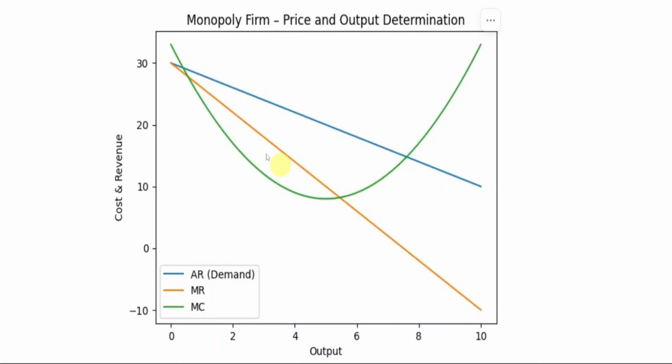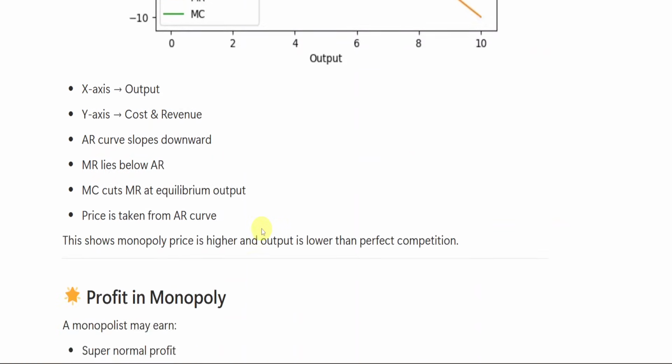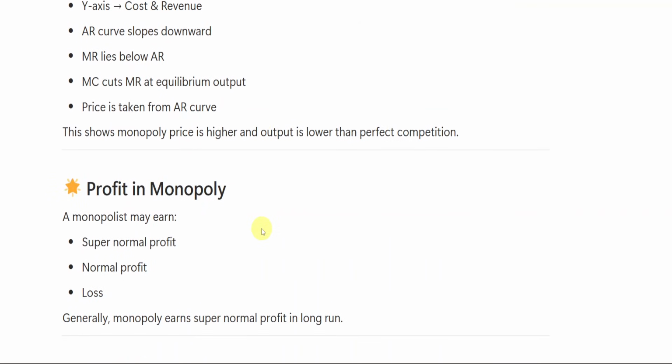And the MC curve, U-shaped, cuts MR. You can see, so that output is fixed. Price is taken from the AR curve. This will show monopoly price is high and monopoly output is low. So students, supernormal profit is there.